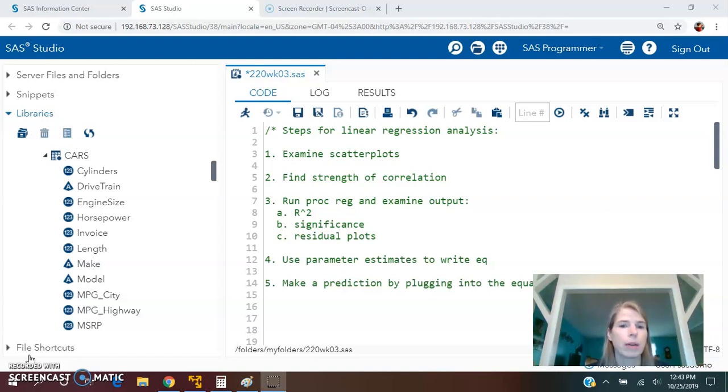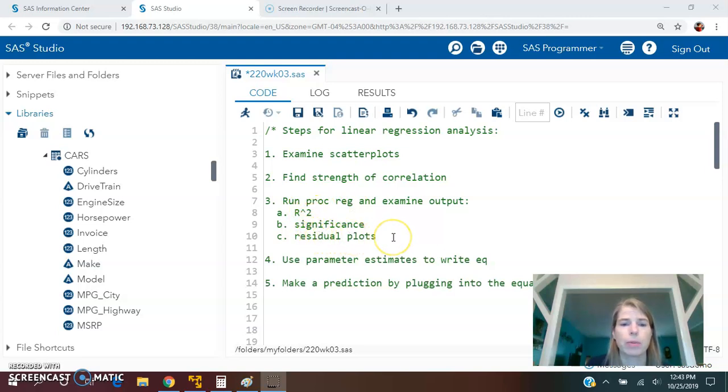Once all of your preliminary steps are done, then it's time to look at your scatter plots. Your scatter plots will reveal to you whether or not a linear relationship could exist between two of your variables. And if you see that perhaps some are linearly related, look at your strength of correlation, your correlation coefficients. Then run proc reg and look at your output.